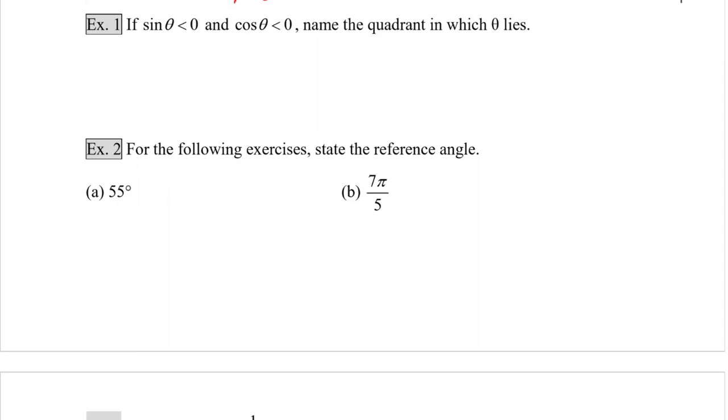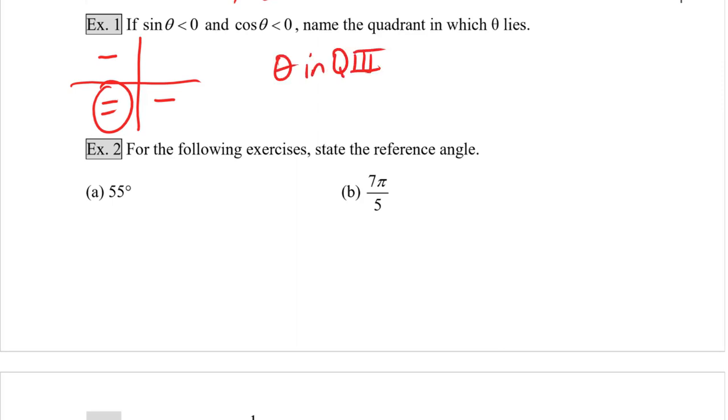Example 1, if sine of theta is negative and cosine of theta is negative, name the quadrant in which theta lies. Well, let's think about this. Sine is the y values, and y values are negative in these two quadrants. If cosine is negative, cosine is the x values, and x is negative in quadrant 2 and quadrant 3. The overlap is in quadrant 3, so theta is in quadrant 3.